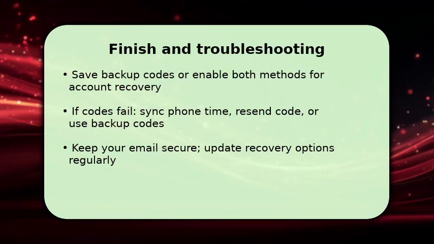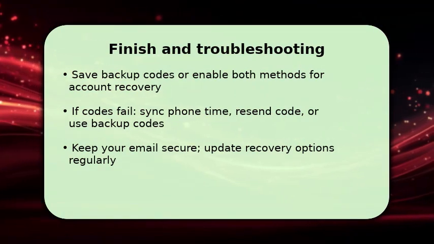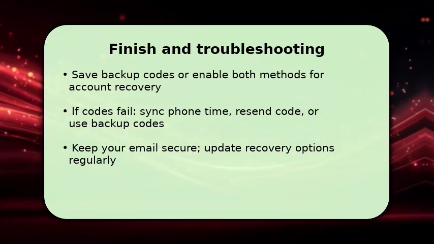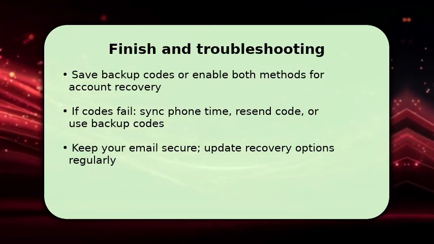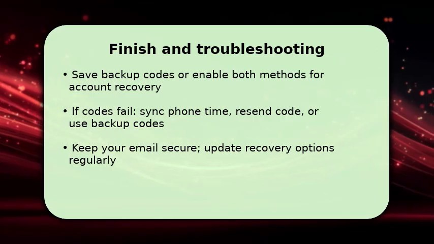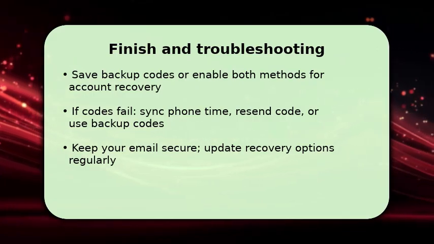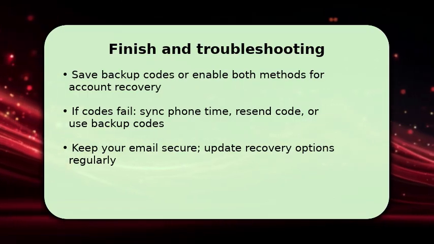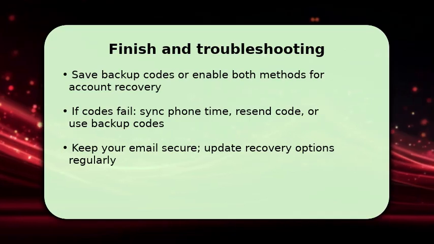To finish, save any backup codes Epic provides and consider enabling both SMS and an Authenticator for redundancy. This ensures you can access Fortnite if one method fails. If your code is rejected, sync your phone clock to network time, request a new code, or use previously saved backup codes. These steps fix the most common failures.